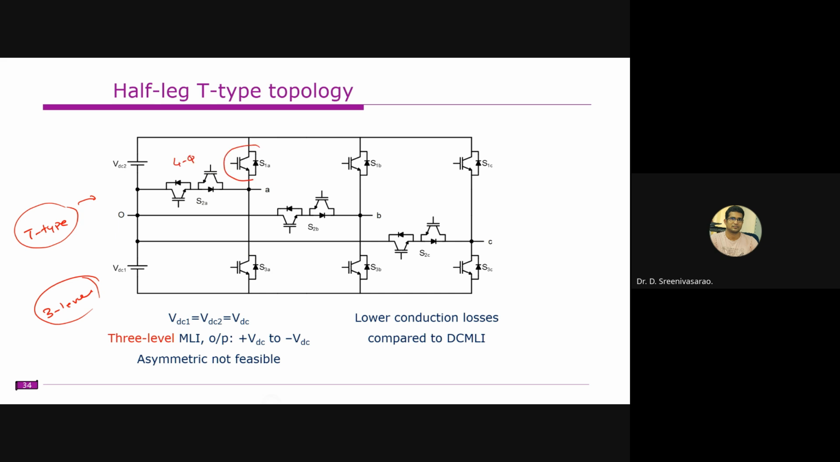Whereas this one will block the voltage in one direction, but it will allow the current in both directions. In the case of a switch here and a diode here, current flows in both directions, but it blocks only positive voltage. Whereas this one allows the current in both directions, for example if the switch is conducting here and through this one, and it can block the voltage in both positive and negative directions. So it is known as the four quadrant switch.